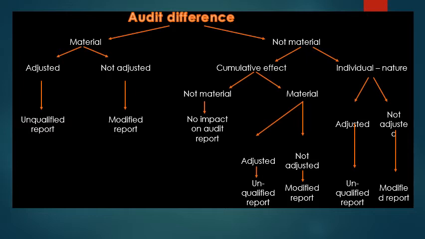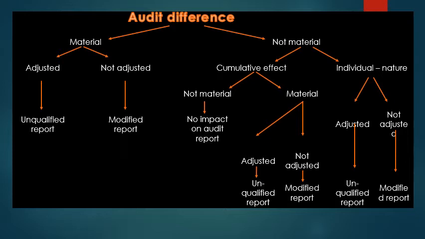Now, your audit differences can be either material or not material. We'll have a look at both scenarios. If the difference is material, management can choose either to adjust your difference or not adjust. If they do adjust a material difference, your audit opinion will be an unqualified audit report. If they decide not to adjust a material difference, you may need to modify your audit report.